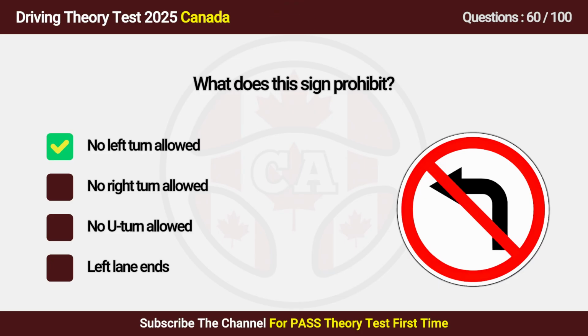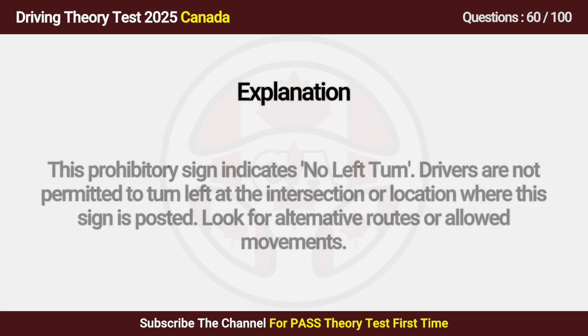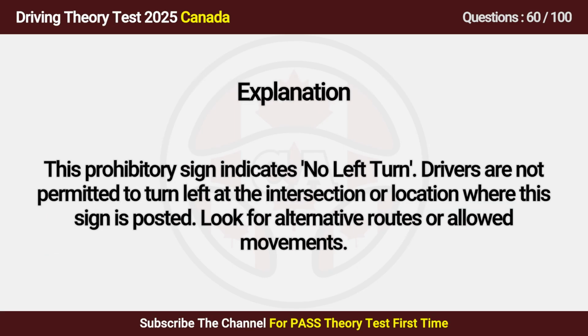Answer is A. No left turn allowed. This prohibitory sign indicates no left turn. Drivers are not permitted to turn left at the intersection or location where this sign is posted. Look for alternative routes or allowed movements.